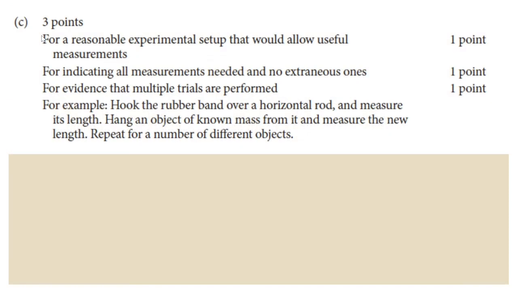All right, moving on to the scoring guide here, they gave 1 point for a reasonable experimental setup that would allow useful measurements. They gave 1 point for indicating all measurements needed and no extraneous ones. And they gave 1 point for evidence that multiple trials are performed.